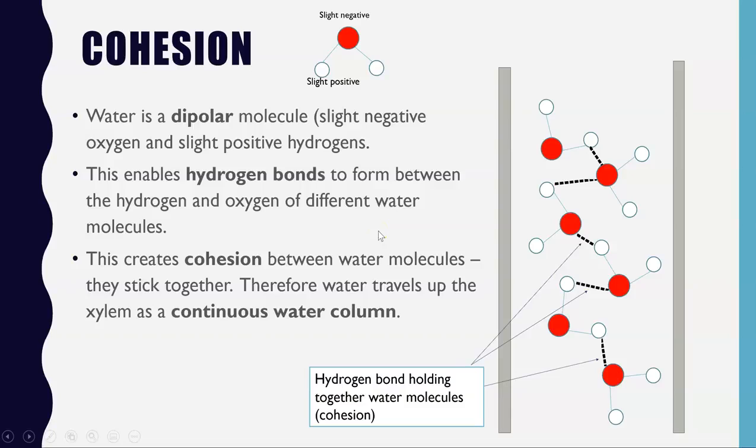The effect that has then is the water molecules stick together. And that's what we mean by cohesion. Cohesion is the sticking together of water molecules. The impact that has is that water will travel up the xylem as one continuous column. So instead of it moving up droplets at a time, it's one continuous column. So if you pull this water column from the top, the entire column will move up with it.